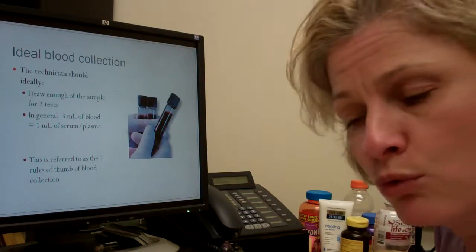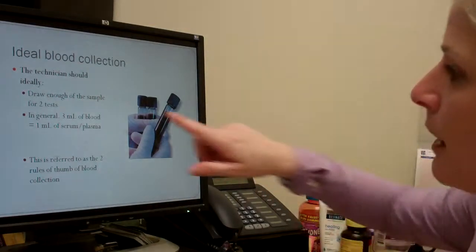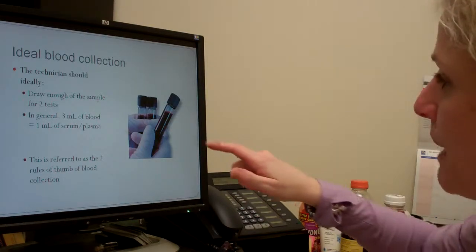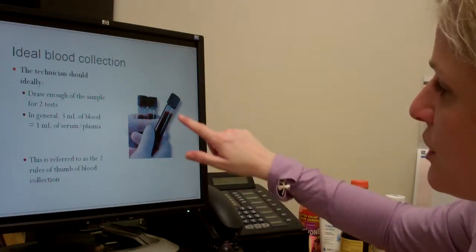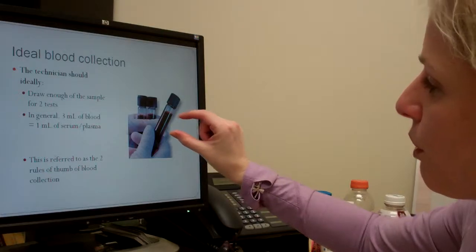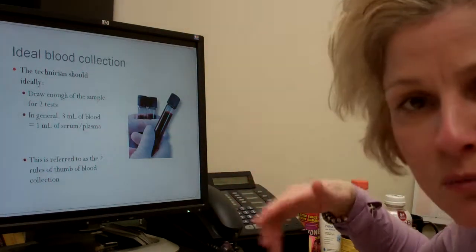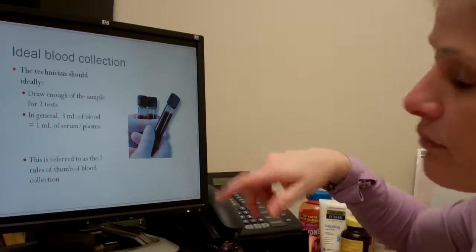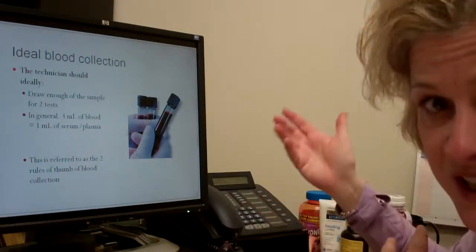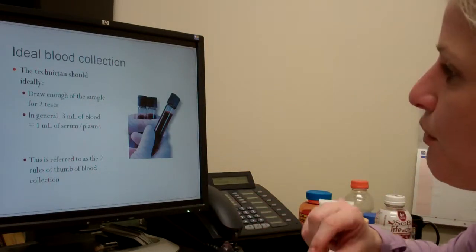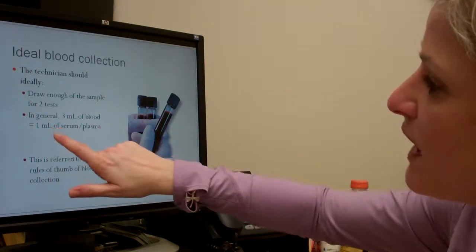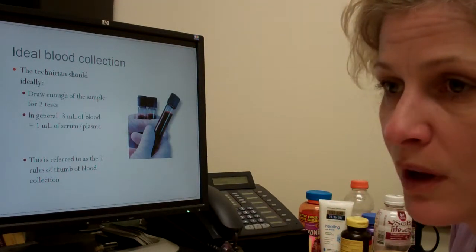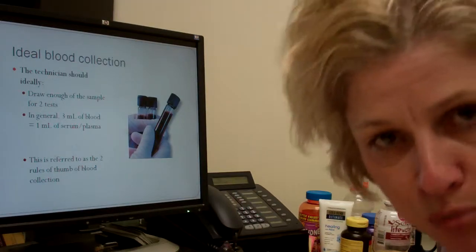Now, 2 rules of blood collection are these. If you were to draw 3 mils of blood from a patient, you can, in a healthy patient, assume that 3 mils is going to give you 1 mil of serum or 1 mil of plasma. Many tests require serum or plasma. Plasma meaning the other tests independent of chemistry profiles. So if the test requires 1 mil of serum, you know that you need to collect 3 mils of blood.